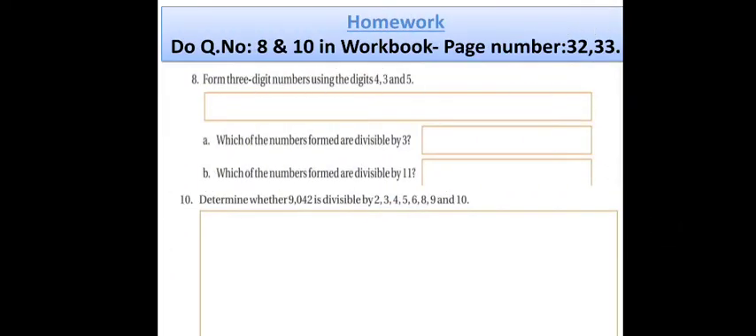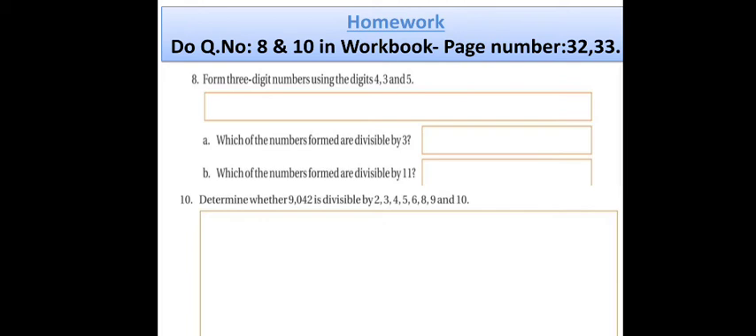Next, your homework part will be on your workbook, page number 32 and 33. See the eighth question. Form the 3-digit number using the digits 4, 3 and 5. So using the 3 digits, you have to form 3-digit numbers. Next, which of the numbers formed are divisible by 3? So you will write some 3-digit numbers in the above box. From the 3-digit numbers, you have to choose the numbers which are divisible by the number 3. Similarly for B question, you have to choose the numbers which are divisible by 11.